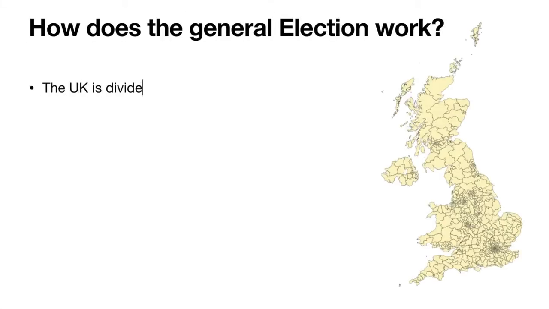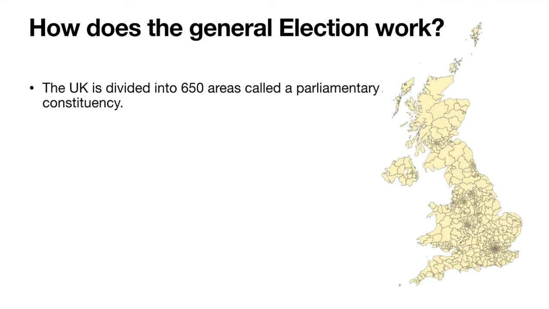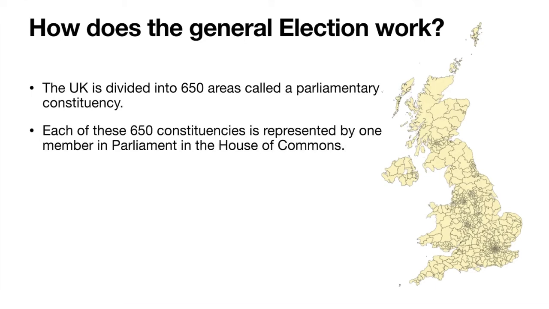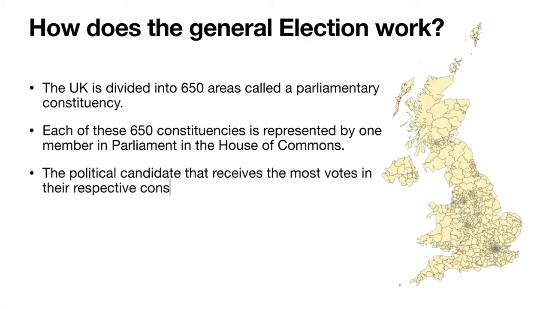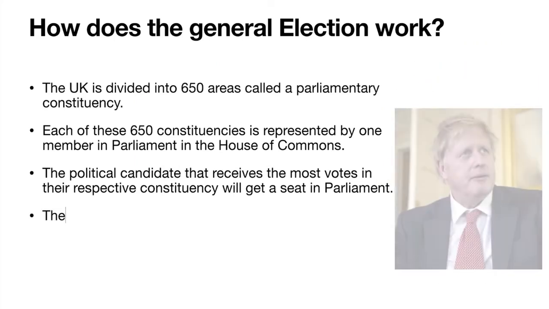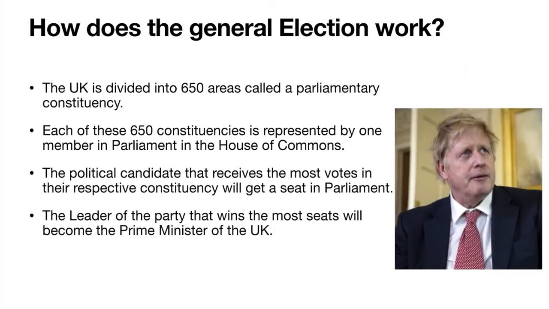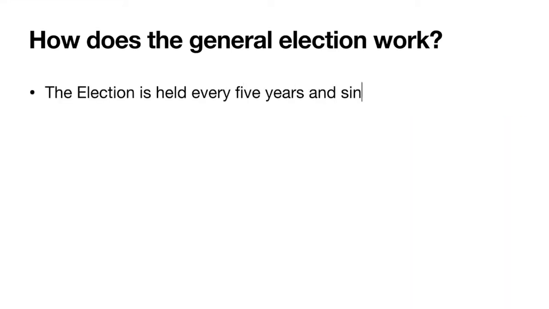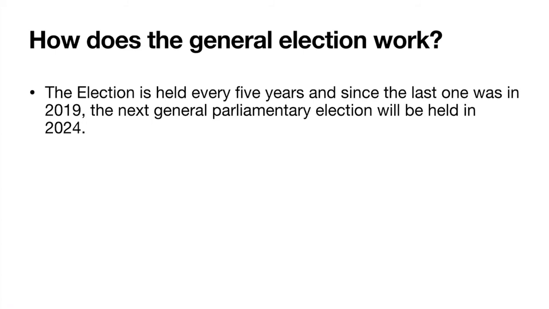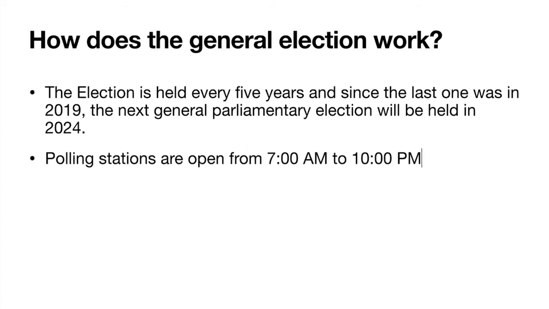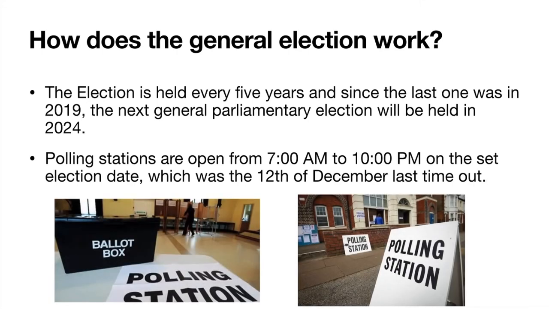Now that that's out of the way, how does the election function? The UK is divided into 650 local areas called parliamentary constituencies, each represented by one member of Parliament in the House of Commons. The political candidate that receives the most votes in their respective constituency will get a seat in Parliament. The leader of the party that wins the most seats in Parliament is invited by the Queen to become the Prime Minister and form a government. The election is held every 5 years, meaning the next one will be in 2024. Polling stations are open from 7 AM to 10 PM on the set election date, which was December 12th for the last election in 2019.